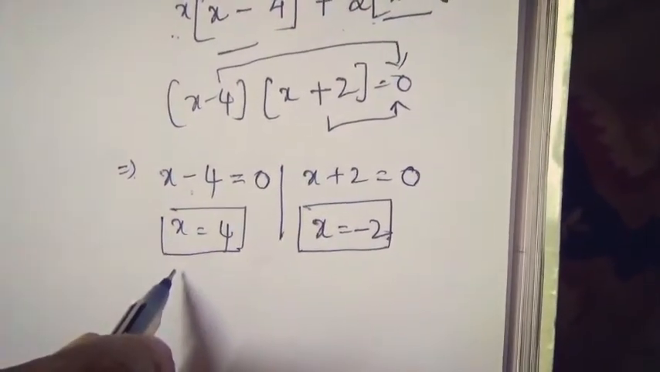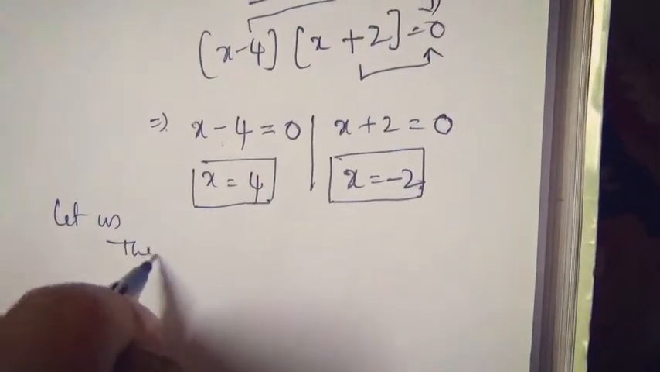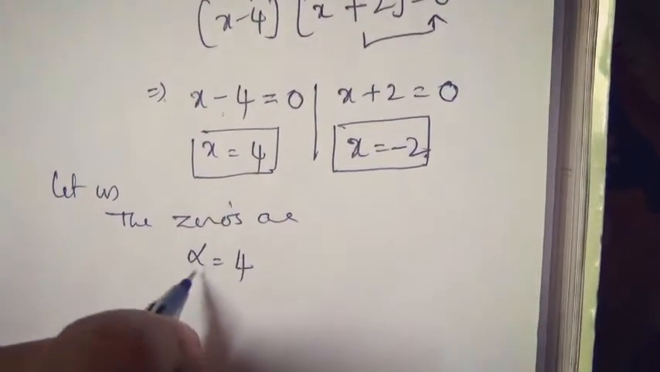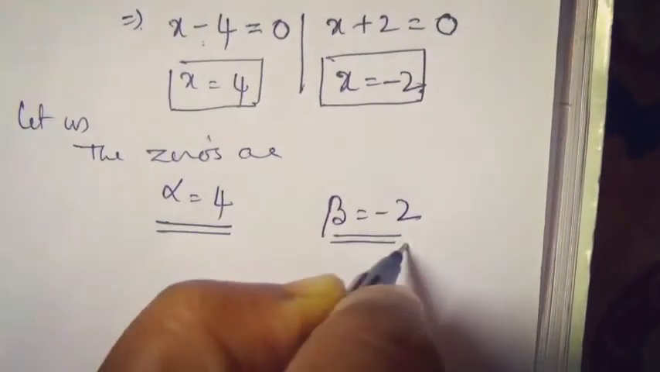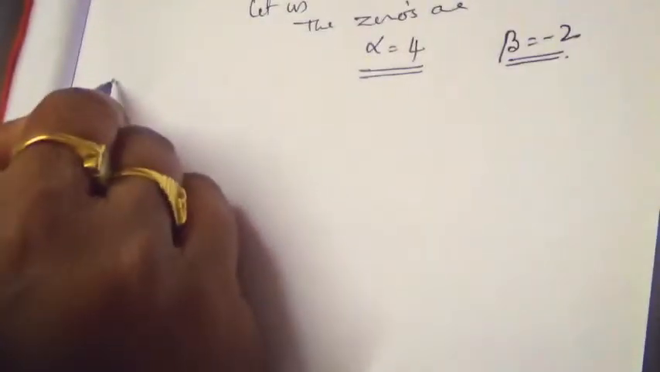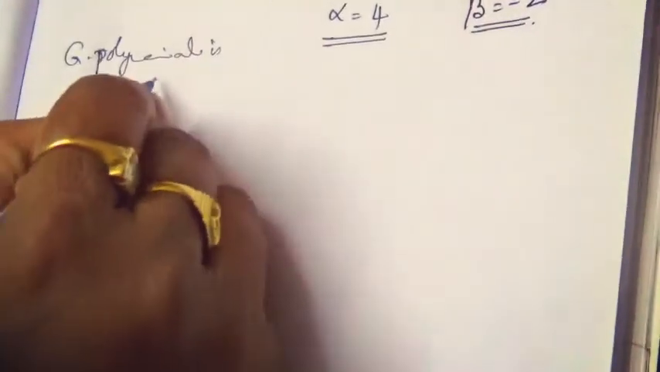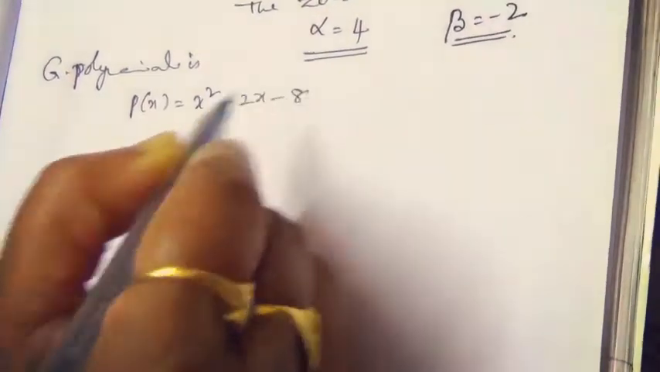Here we have two zeros. Let us take the zeros as alpha is equal to 4, beta is equal to minus 2. Yes, so here we have two zeros, alpha and beta. We have to check how. So the given polynomial is p of x is equal to x square minus 2x minus 8.